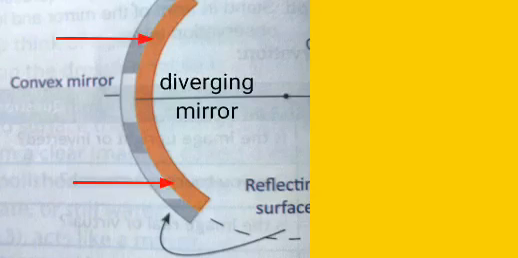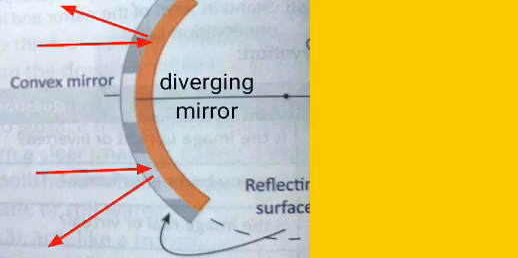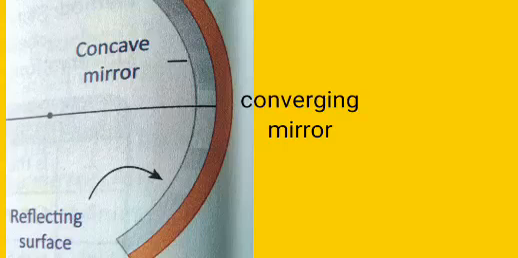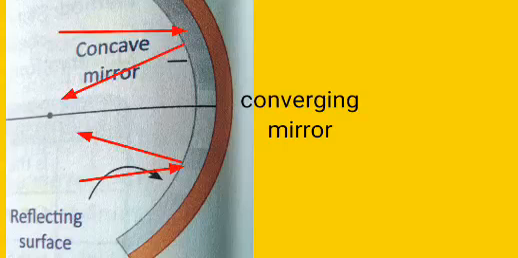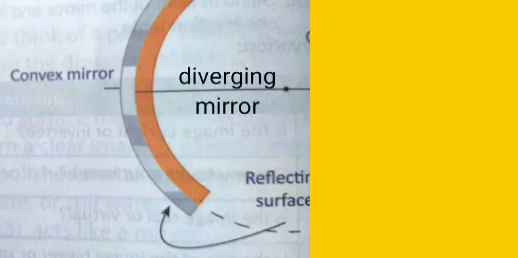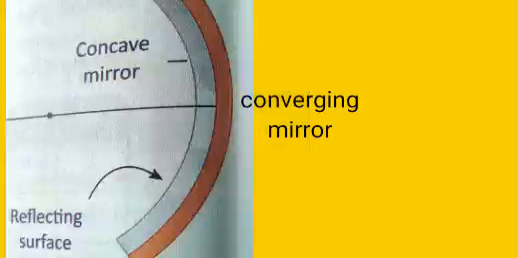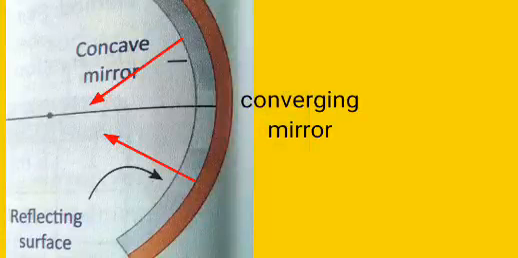The rays of light after incident on this surface of the reflecting convex mirror will diverge out. In this case of a converging mirror or a concave mirror, the rays of light after incident on the surface will converge towards the center. So a convex mirror will diverge the rays of light after incident on its surface, while a converging mirror or a concave mirror will converge the rays of light after reflecting on the surface.